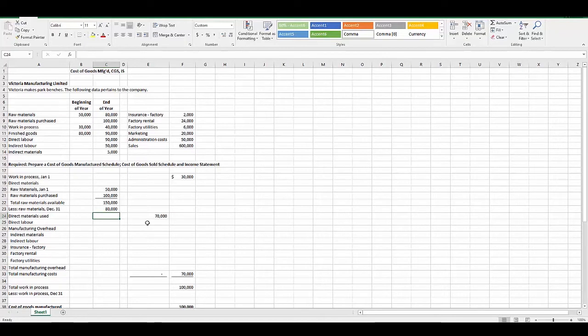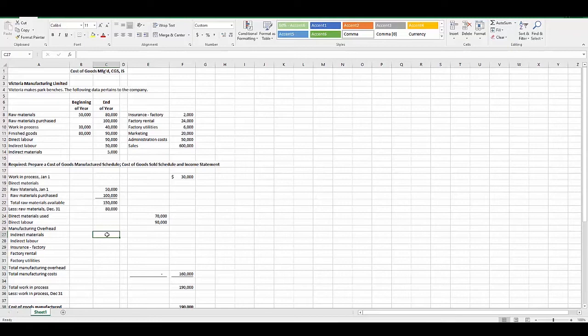The next piece of information is the direct labor. So there's no calculations required for direct labor. You are just given the amount, it's $90,000, and you enter it in. Now for the next category of costs that make up your manufacturing cost is manufacturing overhead. So manufacturing overhead is comprised of all of the different types of expenses that are required to run your manufacturing operations. So the first one is indirect materials.